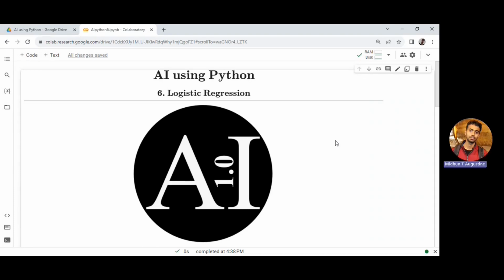Hello everyone, welcome to the sixth lecture of the series on AI using Python. In this lecture, we will discuss logistic regression and its illustration using examples in Python.